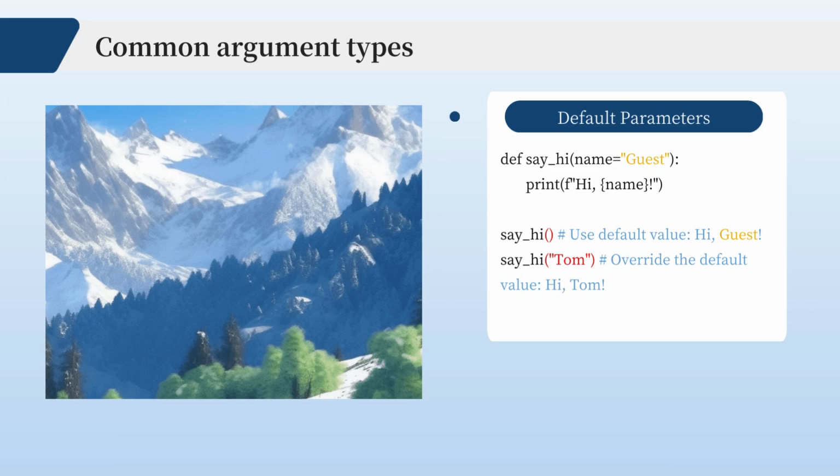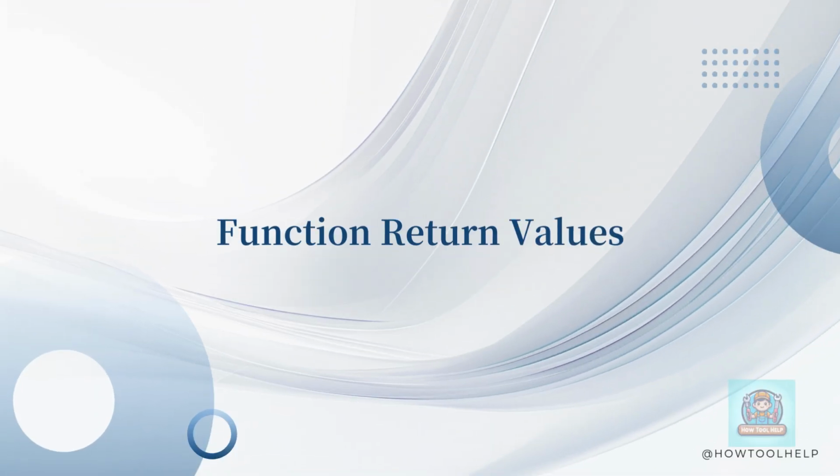3. Default parameters. Allows a function to use a default value if no argument is provided. In the say_hi function, the name parameter has a default value of guest. If name is not provided when calling the function, it defaults to guest. These argument types provide more flexibility when calling functions.